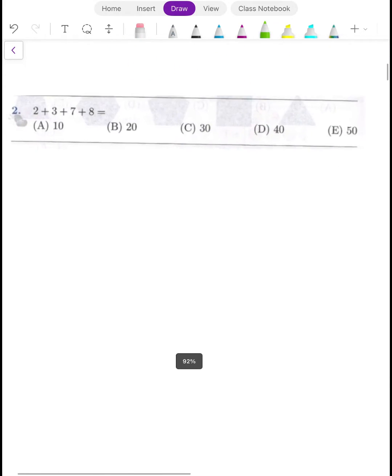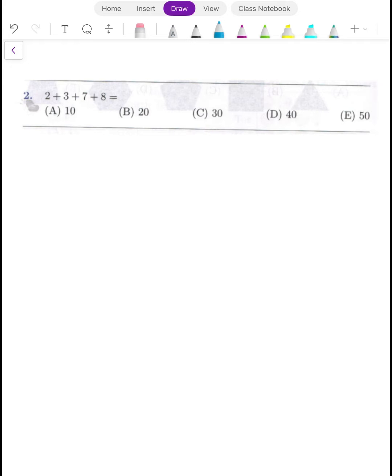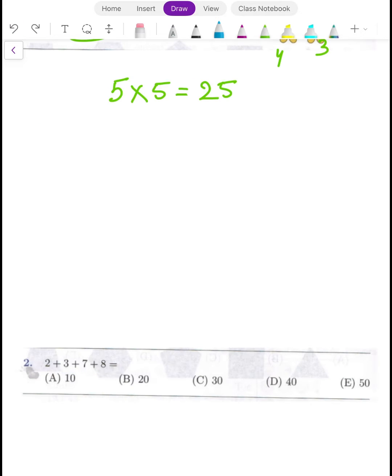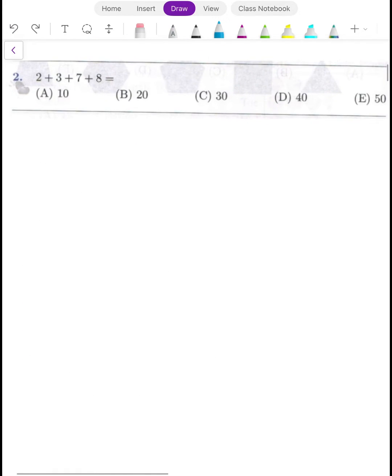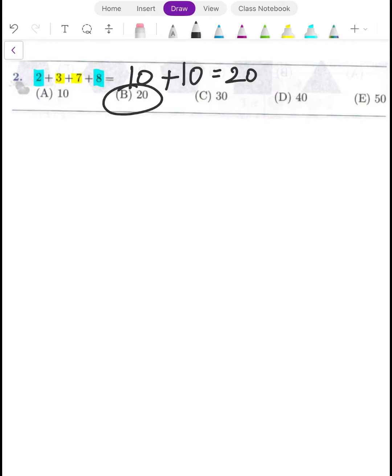Let's go on to the second question. There is a number statement here, 2 plus 3 plus 7 plus 8. What is the sum of it? You can do it in any way you like, but the easiest way would be to group the number bonds to 10 first. So we can see 8 plus 2, that's 10. And then 7 and 3 makes another 10. So that's 10 plus 10 is 20. And this is the answer, B.